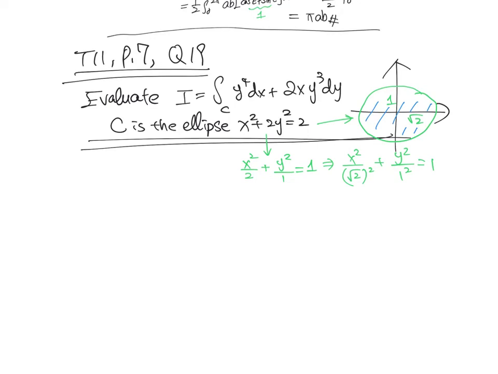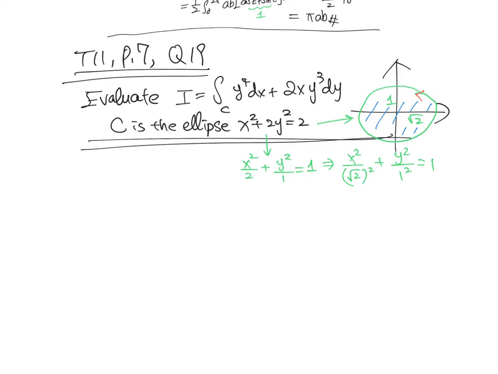Now let's look at the question in T11, Q19. We want to evaluate this line integral. The path C is the ellipse over here. So we would like to consider this way. Then we just divide by 2 on both sides. We get x squared over 2 plus y squared over 1 equals 1.